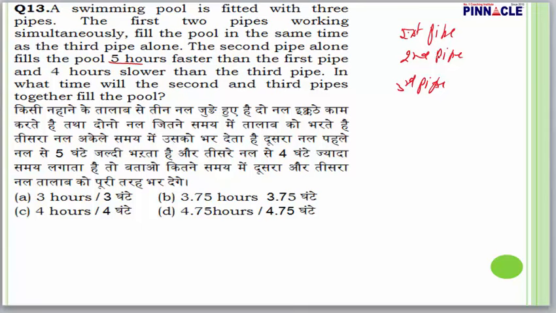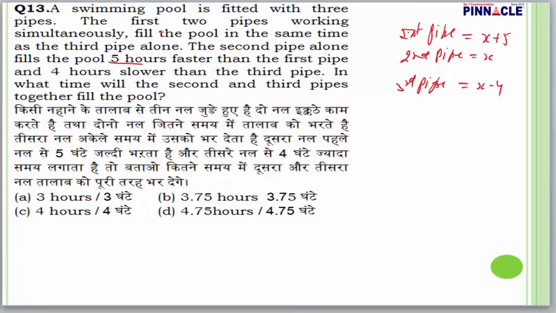If the second pipe fills in x hours, then the first pipe will fill in x plus 5 hours. It means the second pipe is faster by 5 hours. The second pipe fills the pool 5 hours faster than the first pipe and 4 hours slower than the third pipe. It means the third pipe would fill in x minus 4 hours, because the second pipe is slower than the third pipe. So the third pipe will take 4 hours less. So this is the question.